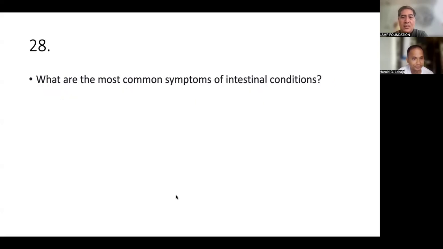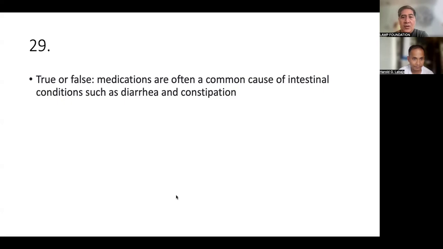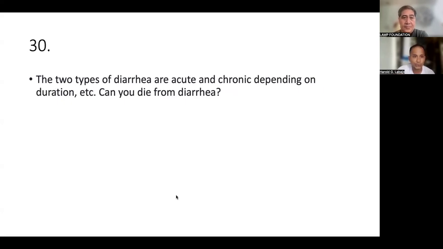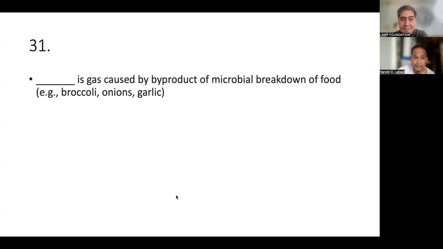What are the most common symptoms of intestinal conditions? Diarrhea and constipation. True or false? Medications are often a common cause of intestinal conditions such as diarrhea and constipation. True. Two types of diarrhea are acute and chronic depending on duration. Can you die from diarrhea? Yes, because vital fluids and electrolytes are lost if not replaced.